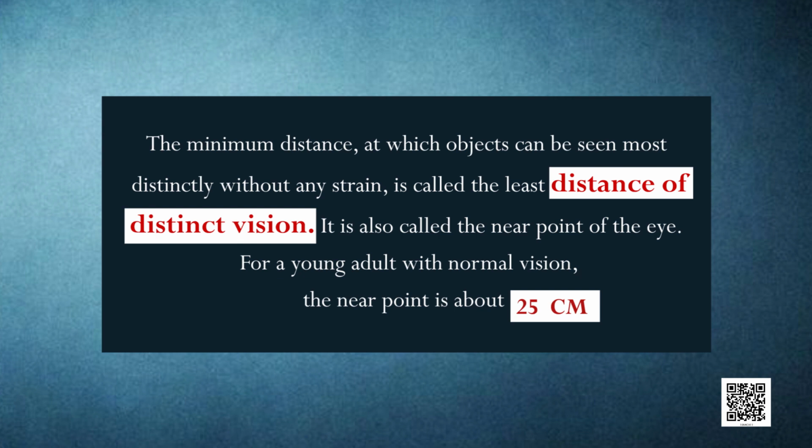For a young adult with normal vision, the near point is about 25 centimeters. Okay, tell me something. How far can we see? Stars, moon, that means we can see up to infinity. The farthest point up to which a normal eye can see clearly is called the far point of the eye, which is infinity for the normal eye. So, a normal eye can see objects clearly that are between 25 centimeter and infinity.